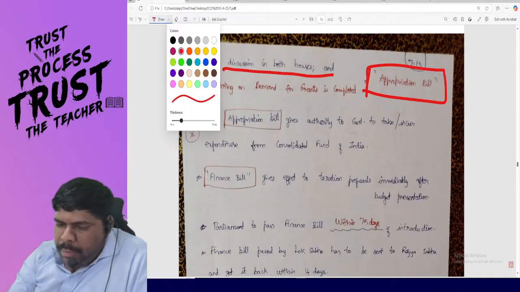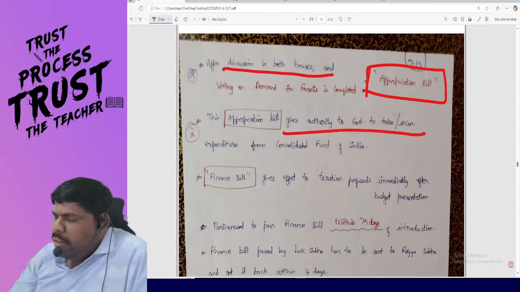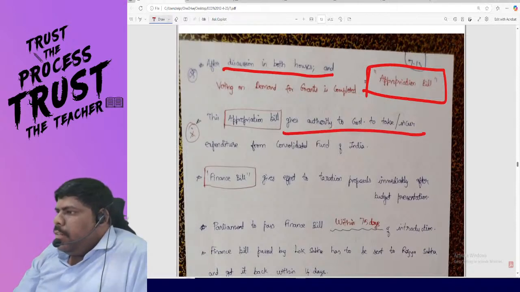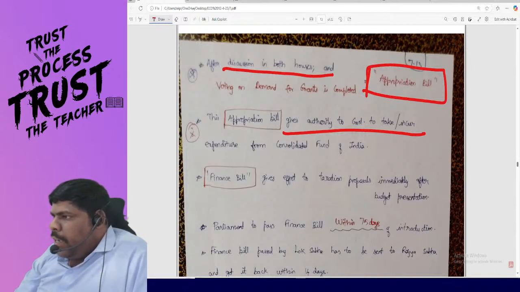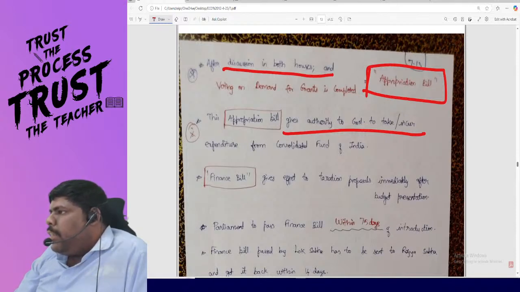The appropriation bill gives the government the authority to take money from the government fund. So until the appropriation bill is passed, you are not authorized to take the money. So it is not the finance bill, it is the appropriation bill.